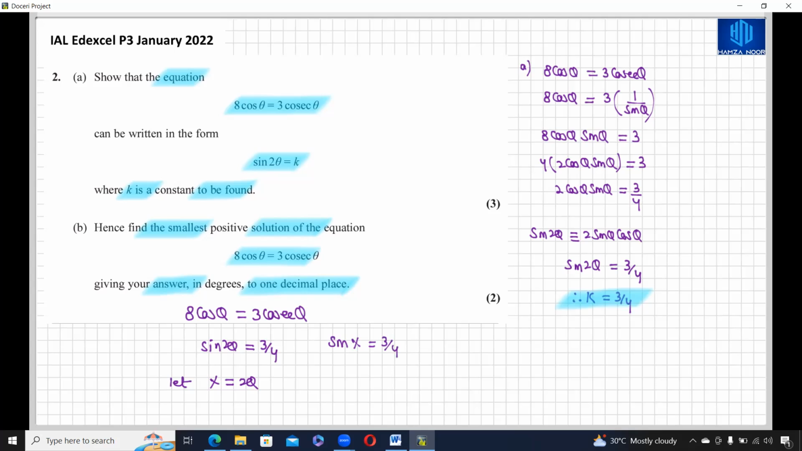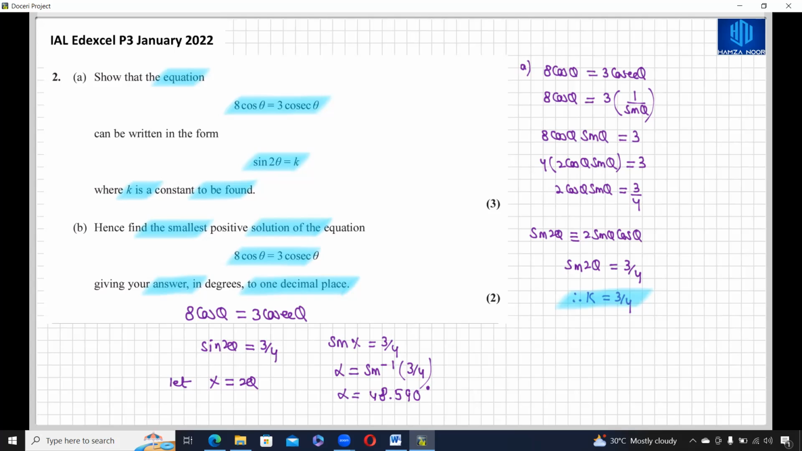First of all, we are going to find the basic angle alpha. So alpha equals sine inverse 3 over 4. Make sure your calculator is in degree mode. Sine inverse 3 over 4 is 48.590 degrees. Now we are going to make a quadrant diagram.